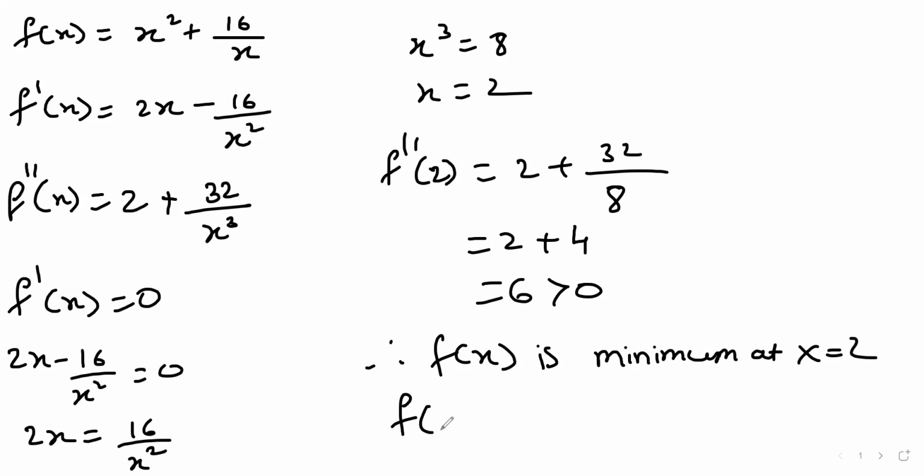Then you can also put in f of 2 and see. It will be 2 square plus 16 by 2, 4 plus 8. It is 12. 12 is the minimum value. And f of x is minimum at x equals 2.